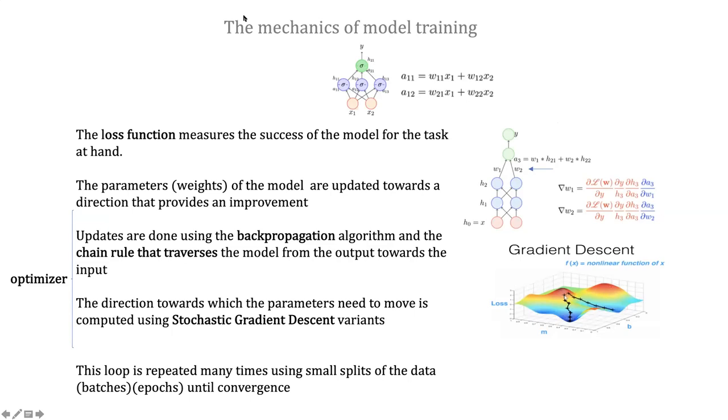Okay, so how is the model actually trained? How are the parameters of the model going to be fitted? As I mentioned before, a very important decision that you have to make is the loss function, because this is going to measure the success of your model for the task at hand. So for example, in the case of image classification, the loss function is the disagreement between your decision in terms of the digit that has the maximum probability, so the argmax of the final output, versus the actual label that is given. So that would be the loss function.